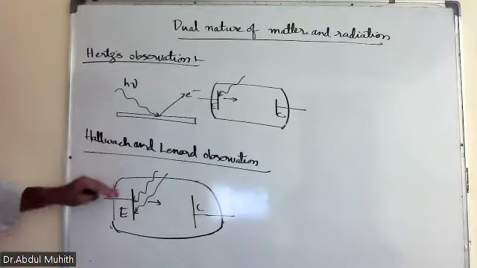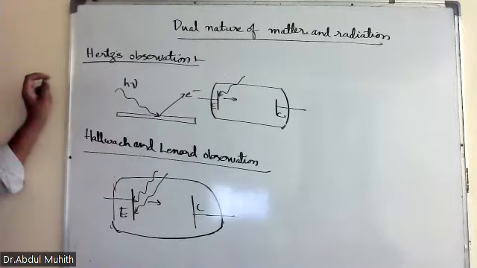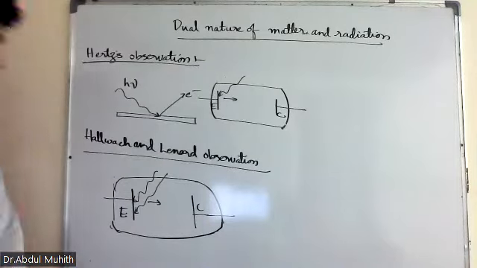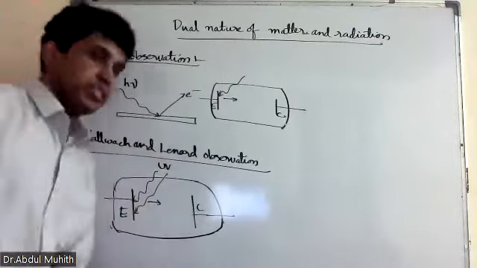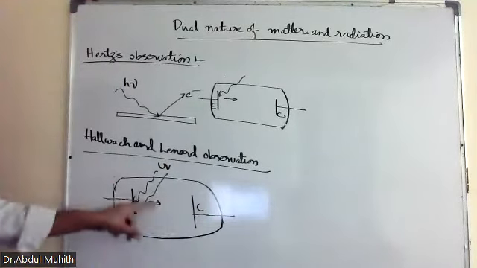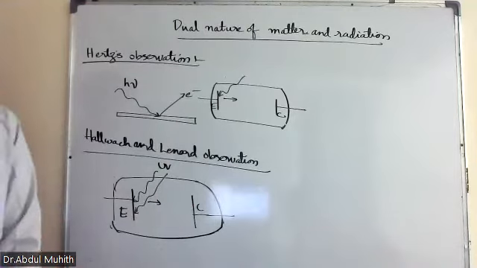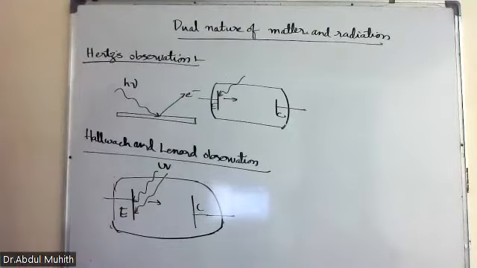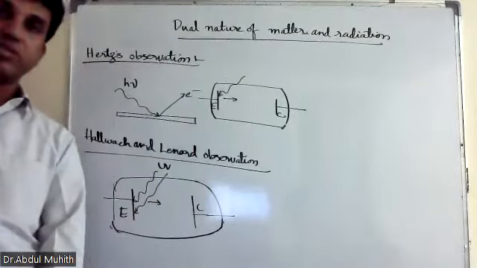Lenard and Hallwachs also did the same thing. Here also, when they incident the ultraviolet radiation, UV radiation, on the plate, and this is a vacuum evacuated tube, there is no air, nothing. Why haven't they taken any air or any gas? Any reason behind it? What is the reason behind it?